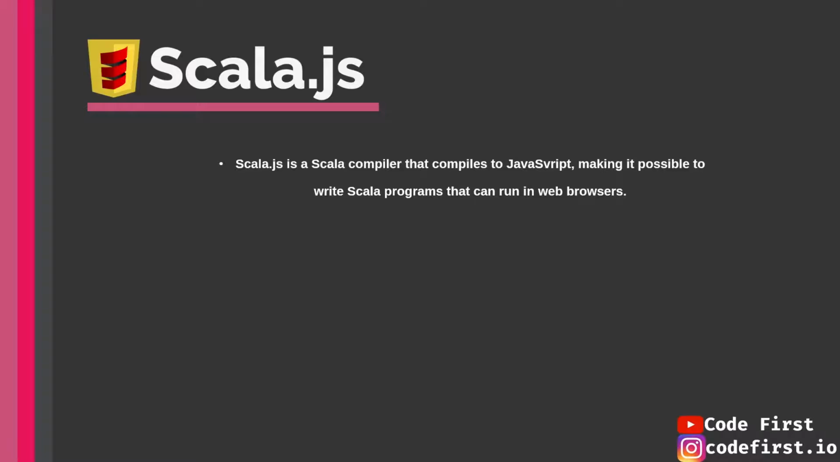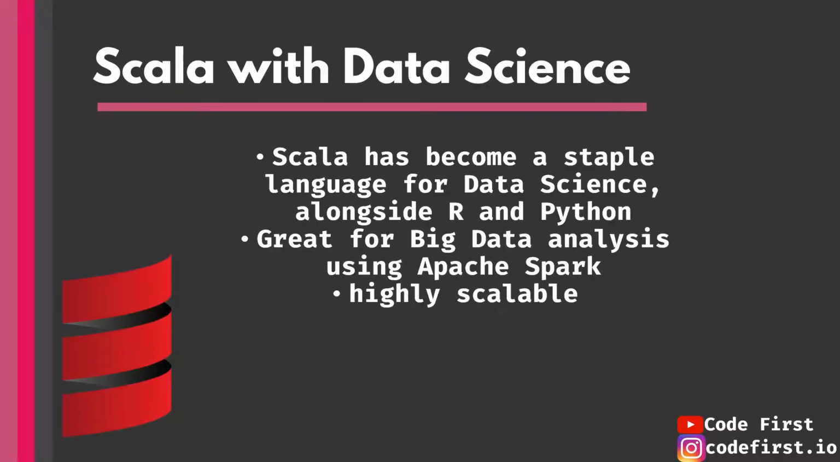So it's the JavaScript version of Scala, and it also has been gaining a lot of popularity. It's relatively much newer than the actual normal Scala, and in recent years this has been really looked into and researched. So developers are very interested in that, so you can keep an eye out for it if you're interested in web development. So another industry where we can use Scala is data science.